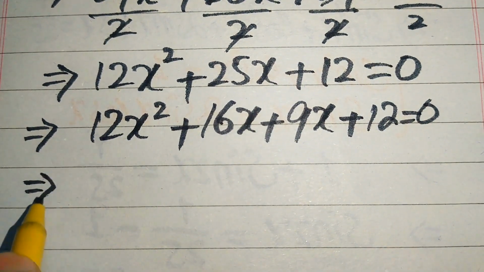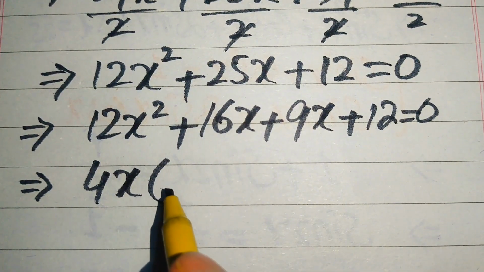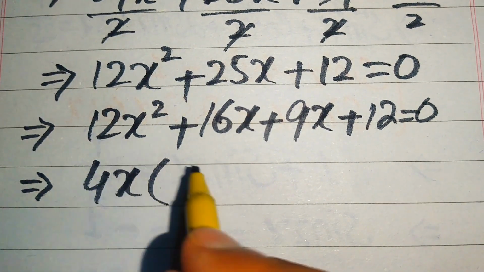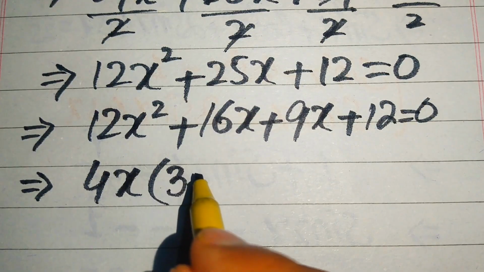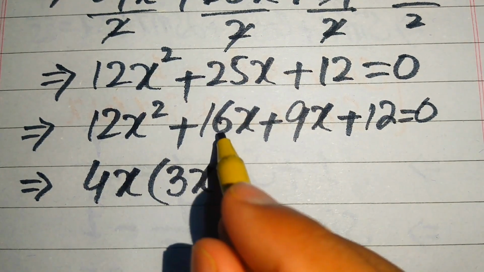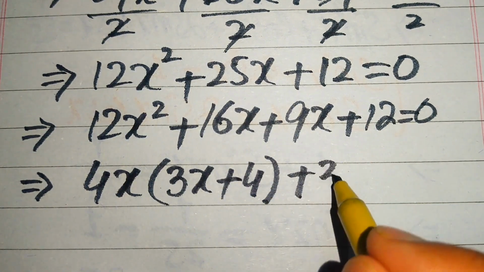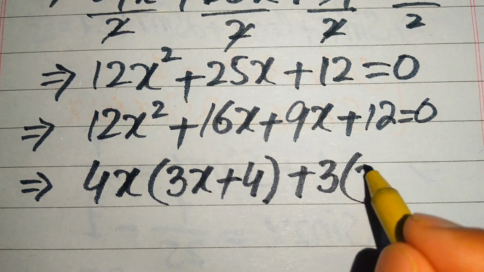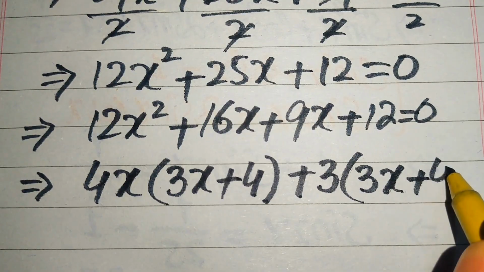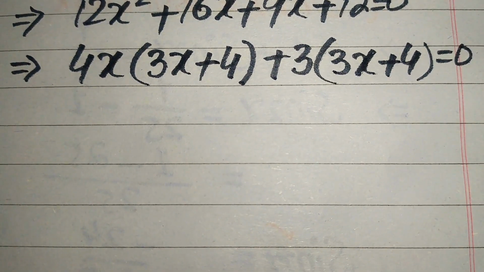And now here from the first two terms we take common 4x, and when we take common 4x we get the remaining values: 4 times 3 becomes 12 into, we take common x and we get only 1x, plus from here we get 4 only, and from these two terms we take common 3 and we get the remaining values 3x plus 4, and this whole equation is equal to 0.